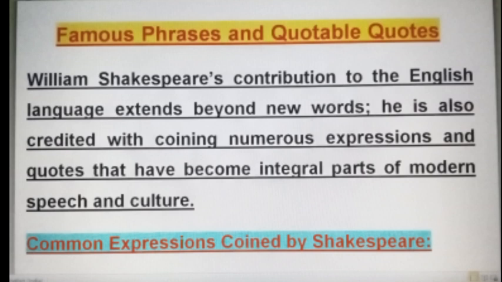Now let's go to the next topic, that is famous phrases and quotable quotes from Shakespeare's plays. William Shakespeare's contribution to the English language extends beyond new words. He is also credited with coining numerous expressions and quotes that have become integral parts of modern speech and culture.